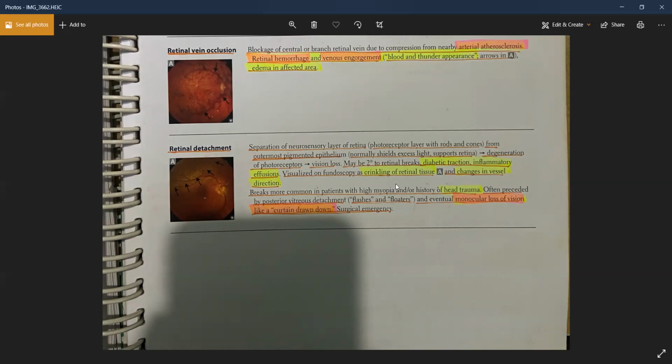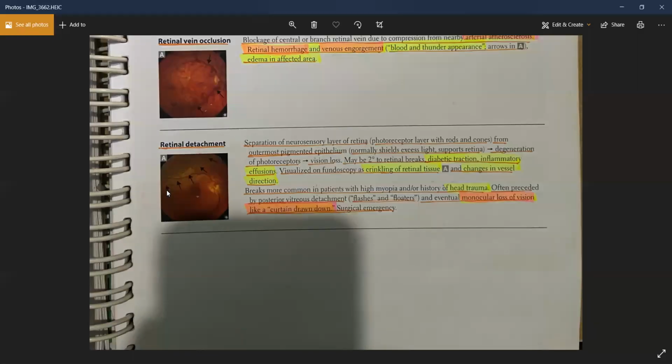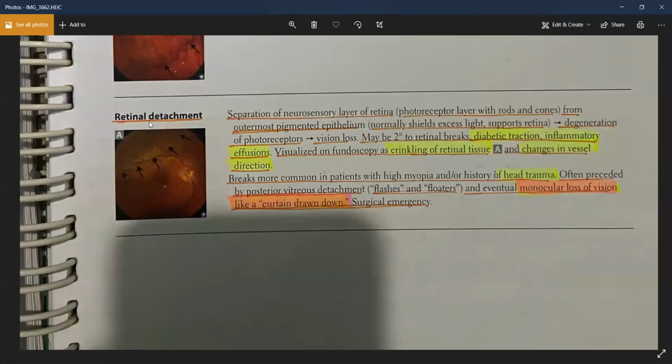The symptoms will be a monocular loss of vision, like a curtain drawn. It would be a patient who is having a sudden loss of vision, complete loss of vision in the affected eye. Okay, and on examination, you can see this kind of detachment of the retina. If you guys can appreciate, this is a detachment of the retina you will see on the fundoscopic findings.